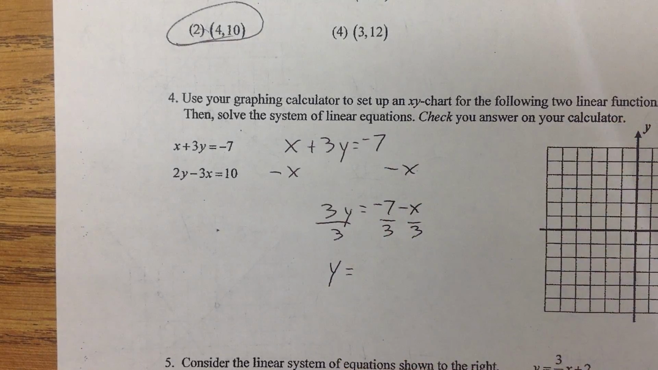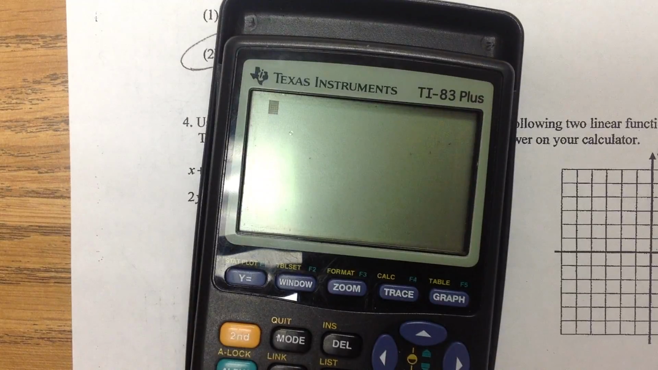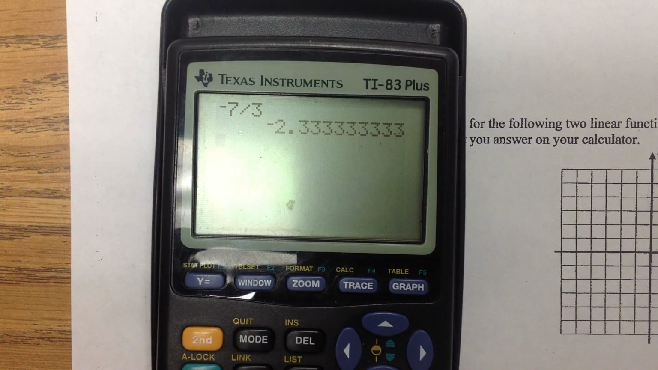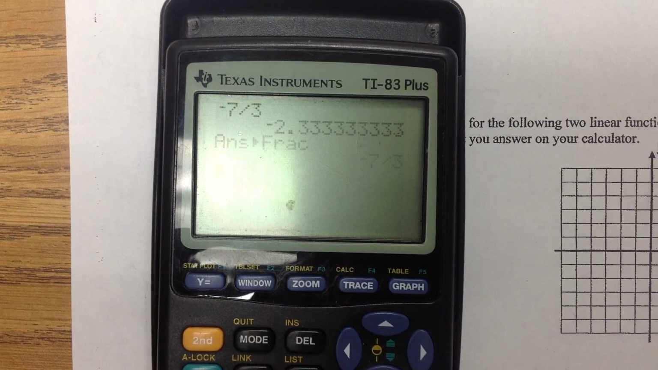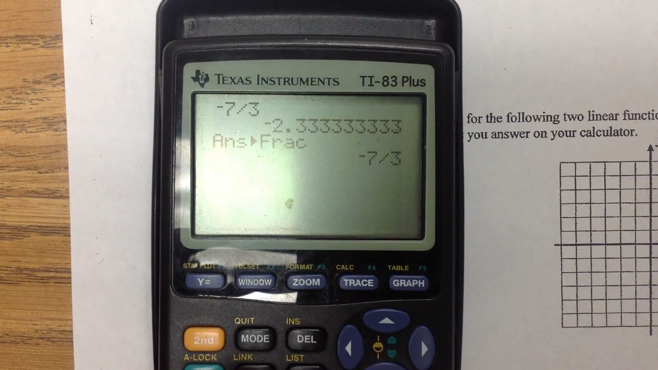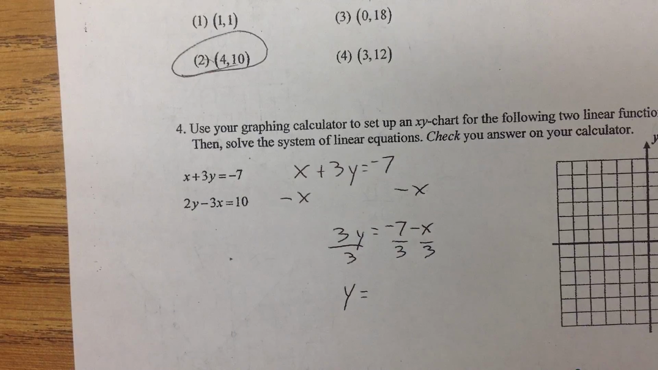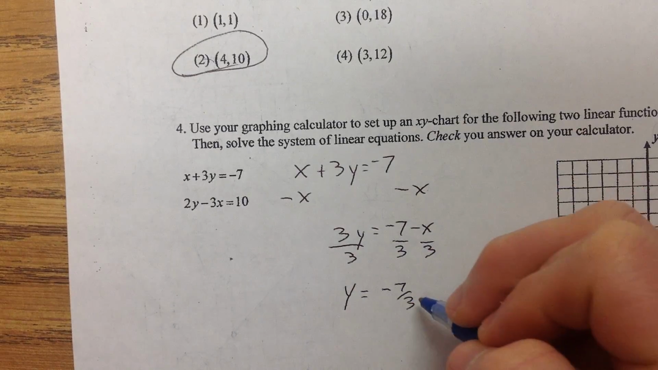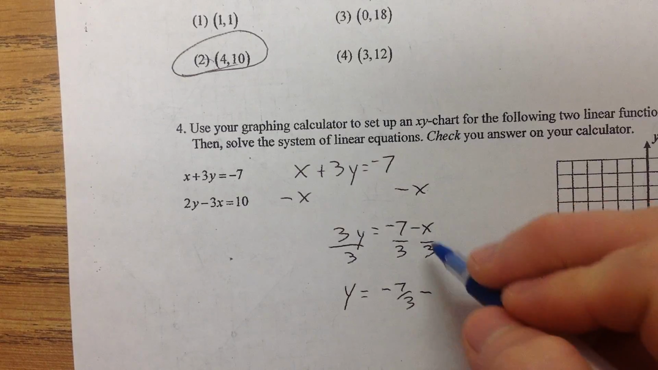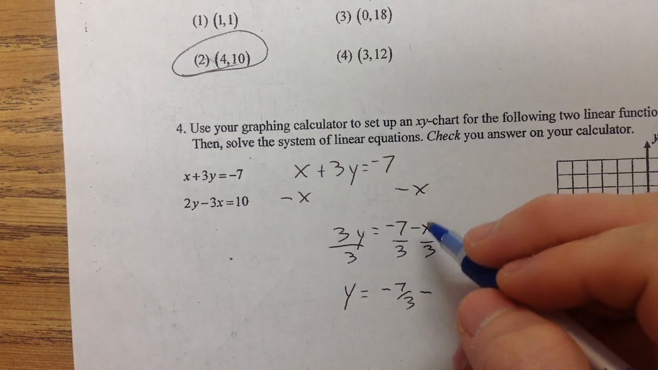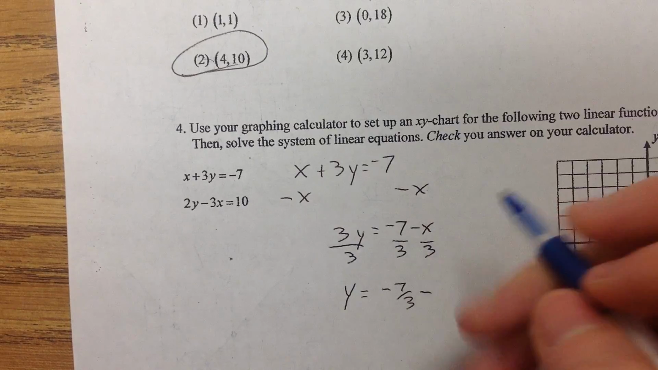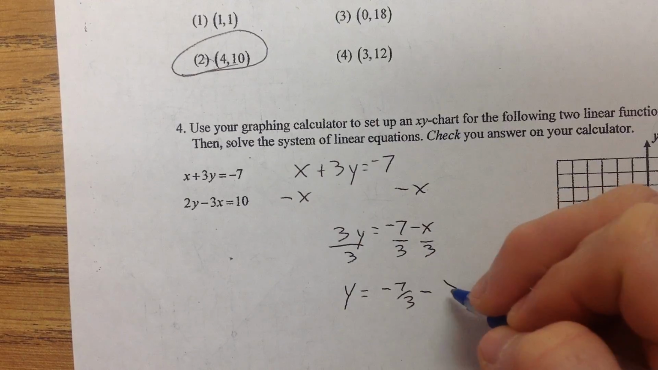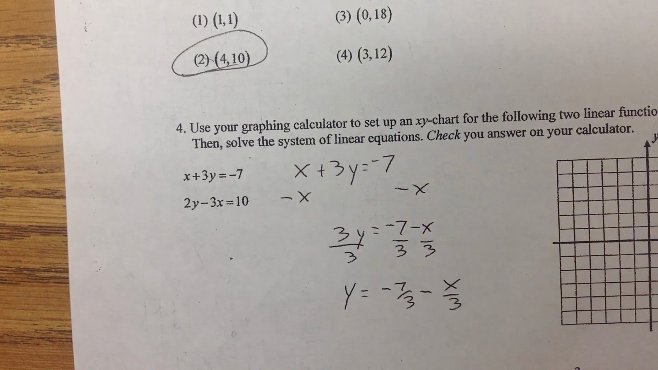Now, if I actually did this on the calculator, negative 7 divided by 3, I'm going to get a long decimal, so this is where we take advantage of our math frac, and that goes back to negative 7/3. So we've got negative 7/3 minus x over 3, or you can also think of that as 1x over 3, so I'm just going to leave that as minus x over 3, but there is that 1 in front of there.